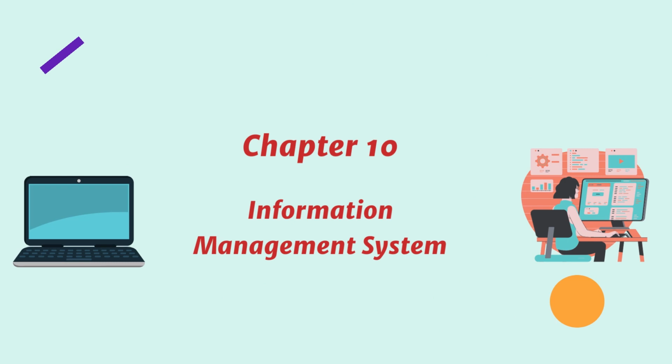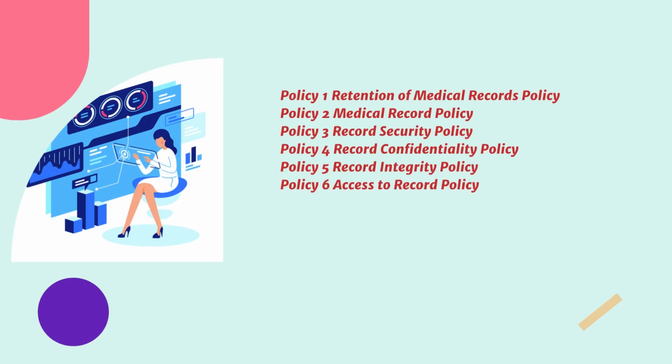Last chapter is information management system. So let's see what are the policies under this particular chapter. First is retention of medical records policies. Some medical records are basically retained for a particular period of time. Then policy 2 is medical record policy. Policy 3 is record security policy, record confidentiality policy, record integrity policy, then access to record policies. So these are the policies under these particular chapters.